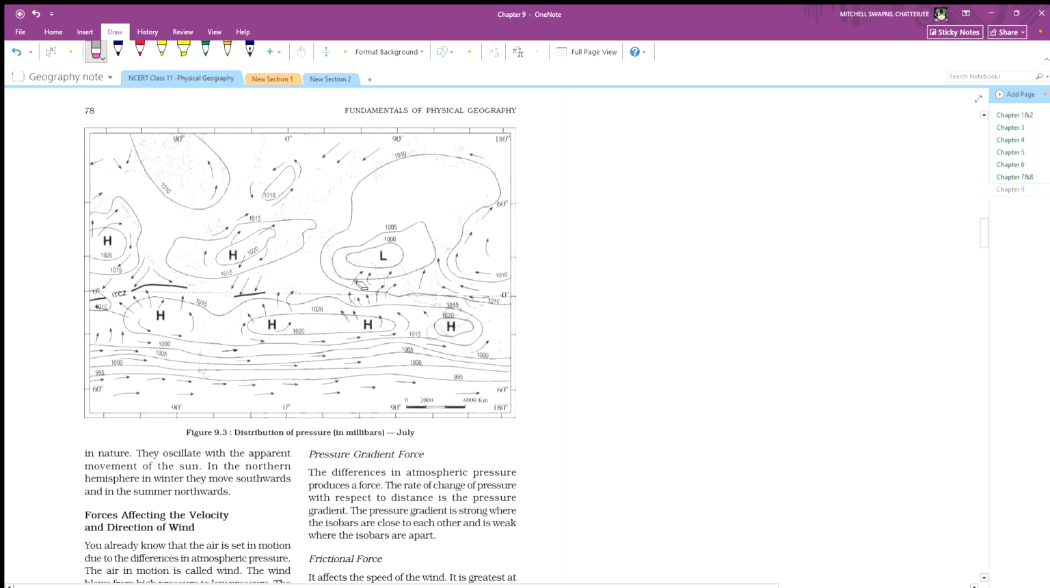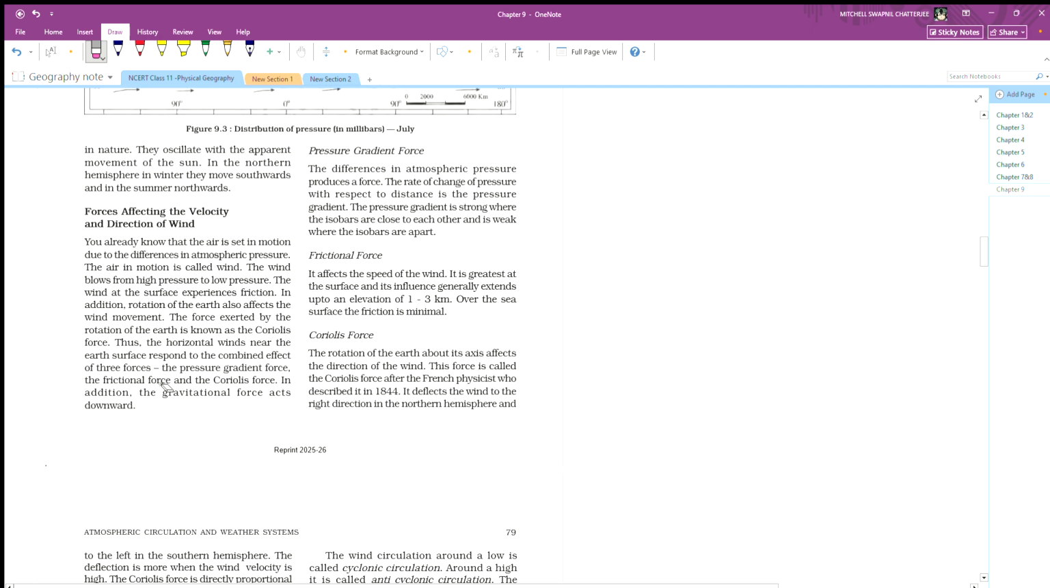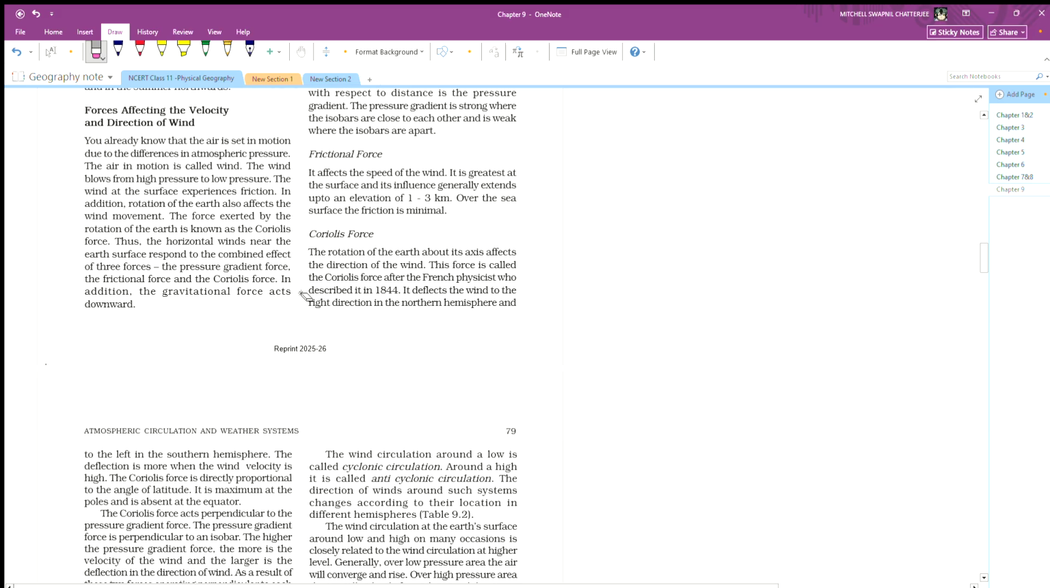This is all diagrams, and the next one is forces affecting the velocity and direction of wind. So we'll read about the forces which affect the velocity and the direction of wind. The first one is the pressure gradient force, then frictional force, and Coriolis force. I think we have read something about Coriolis force in previous chapters.